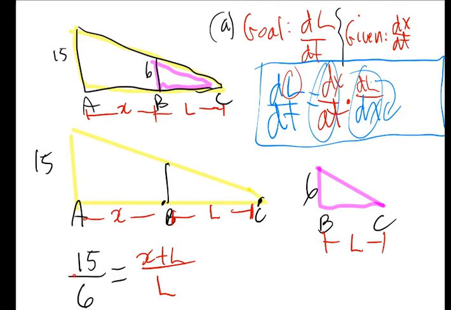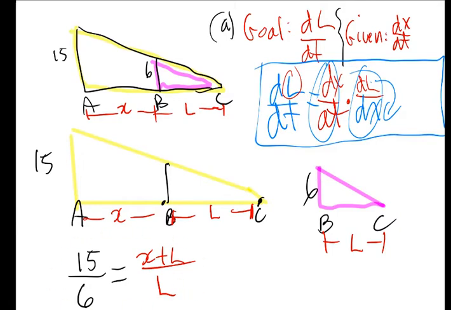So the 15 here corresponds to the full length of the bottom, which is x and L. So that's x plus L. And then the smaller triangle, what corresponds with the 6 is just L right here, right? Just the L. Okay, there's the smaller triangle. So that's our proportionality statement.